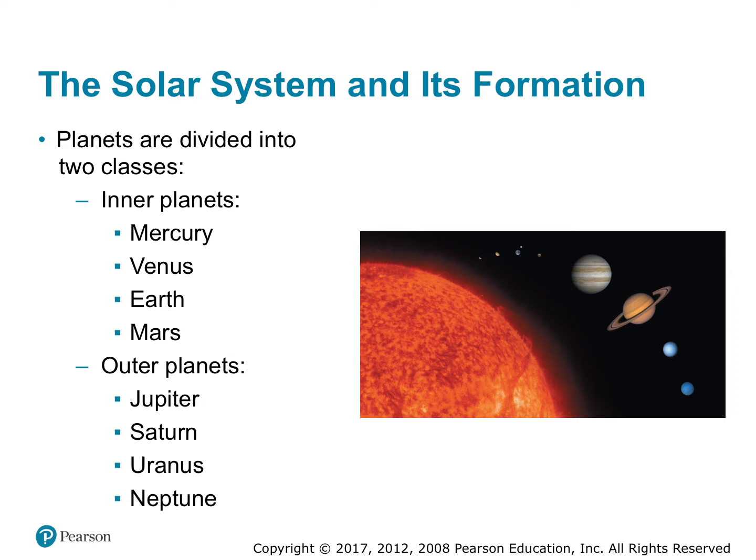Now, the planets are divided primarily into two classes. There are what we call the inner planets, which consist of Mercury, Venus, the Earth, of course, our home planet, and Mars. Now, these are also the so-called rocky planets because they're made out of solid material.